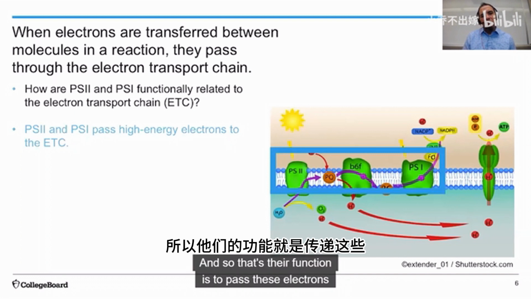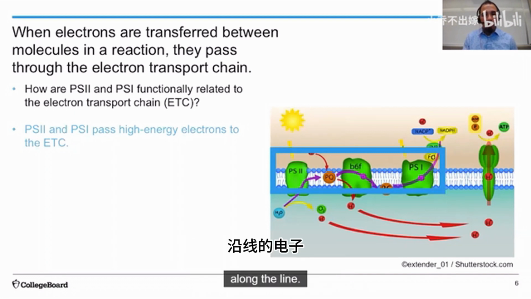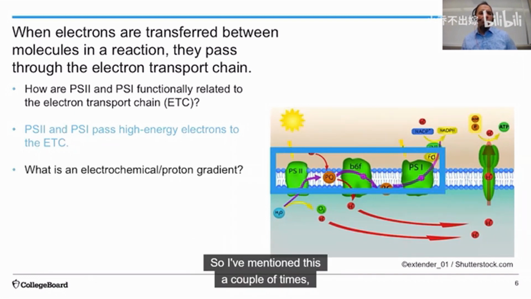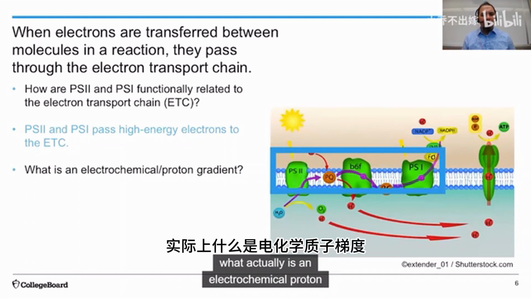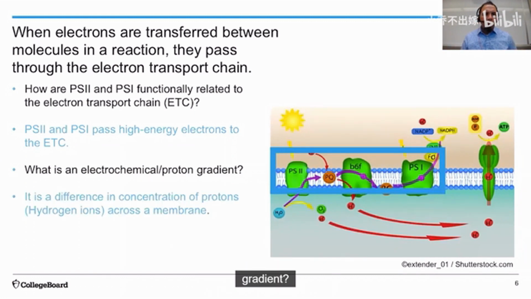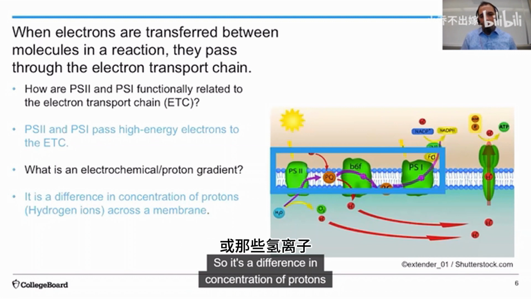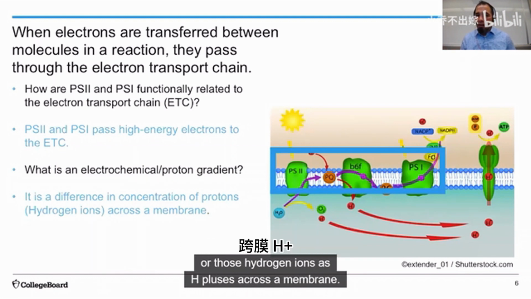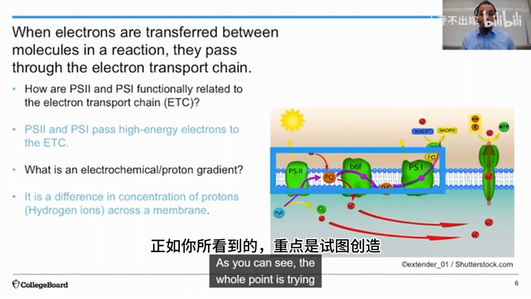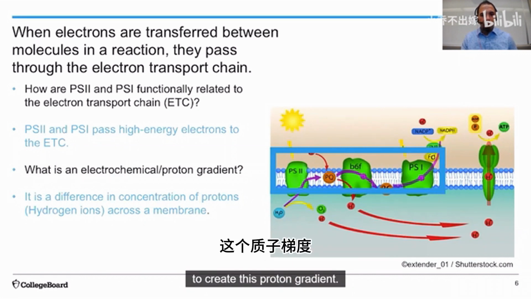And so that's their function, to pass these electrons along the line. I've mentioned this a couple times: what actually is an electrochemical proton gradient? It's a difference in concentration of protons, those hydrogen ions, those H pluses, across a membrane. As you can see, the whole point is trying to create this proton gradient.